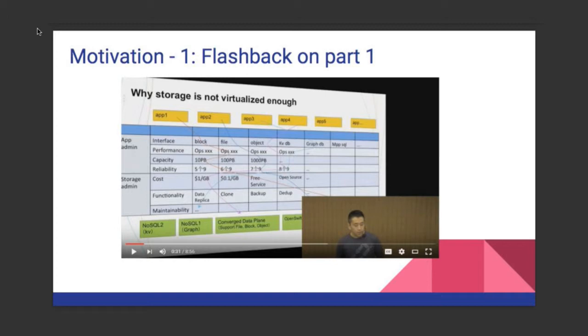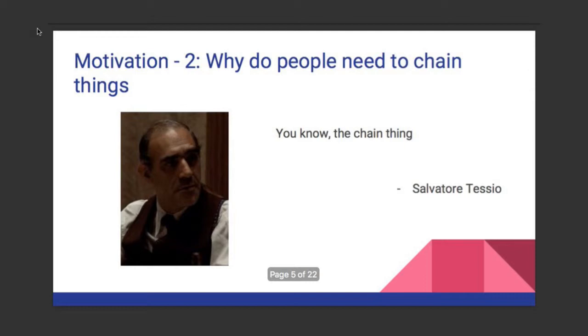Basically, we think the trend will be to move the traditional storage functions, which are provided on the devices at the moment, completely to the software side, virtualized. After that session, Acela came to me and said, if you could achieve that, then you could actually chain those storage VMs together, right? And I said, right, like in The Godfather, the chain thing. But we discussed, and I said we need to find a good use case to begin with. So why do people want that?